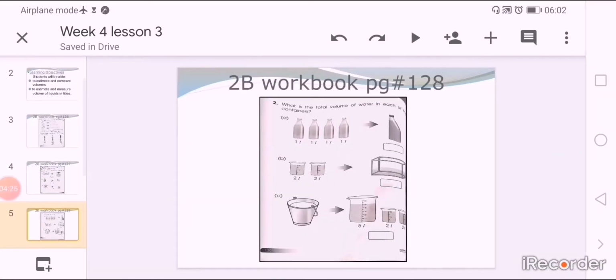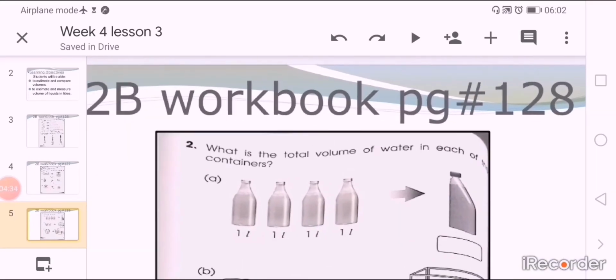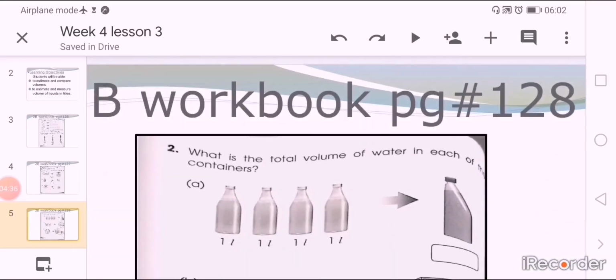Next page, 128. Write classwork above. Question number 2. What is the total volume of water in each of the containers? Now we will count the total volume here. A. There are 4 bottles in front of a container. They are similar bottles. Each has 1 liter of water. So add them. The answer is 4 liters.